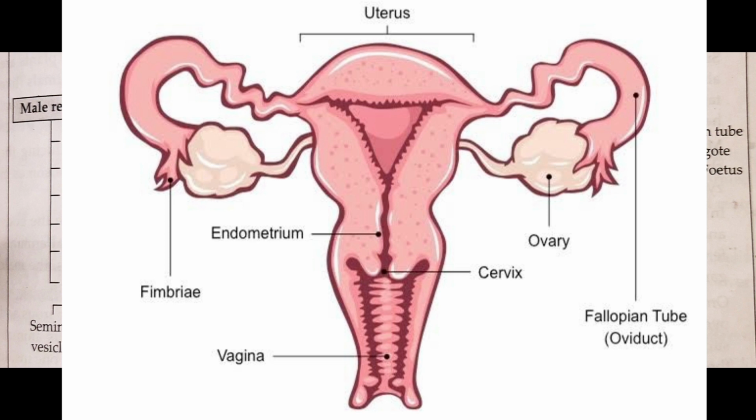Vagina. It is a tube which is about 7 to 10 centimeters in length. During intercourse, penis is inserted into vagina for the discharge of sperms. Vagina acts as a birth canal during childbirth, that is parturition, and also serves as passage for menstrual flow.